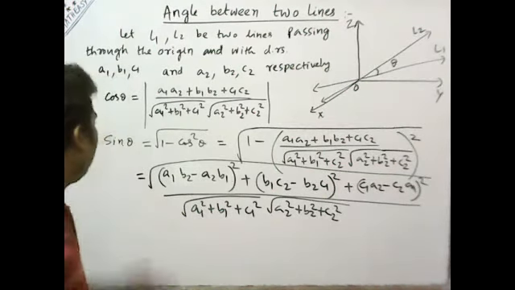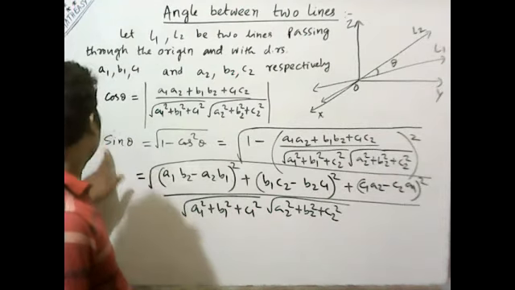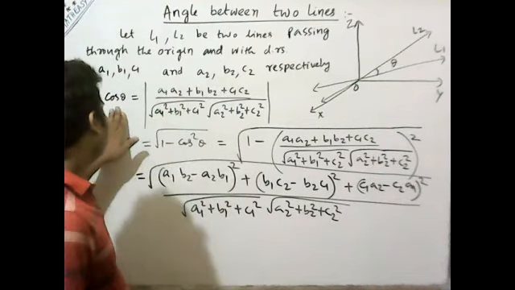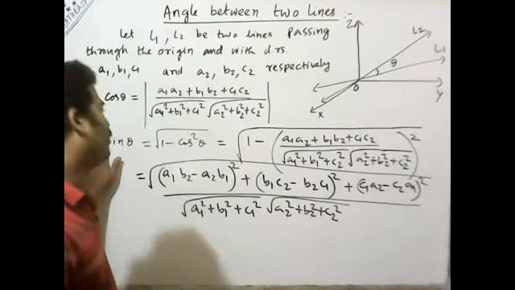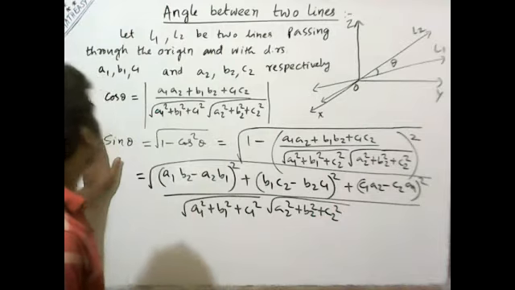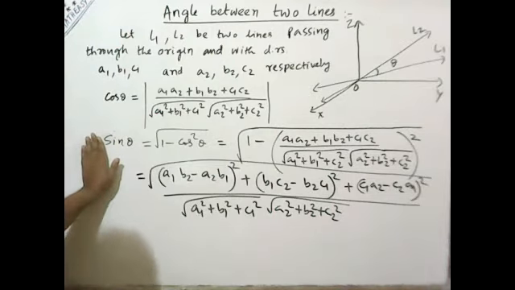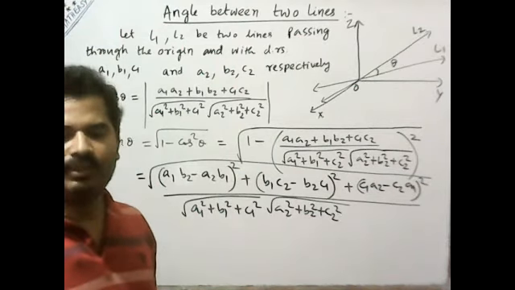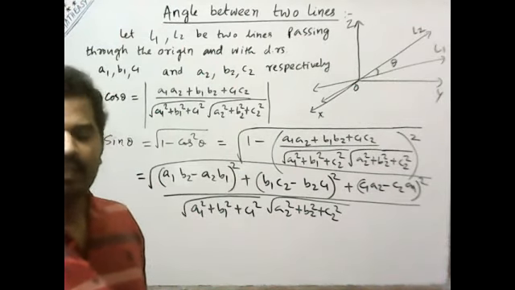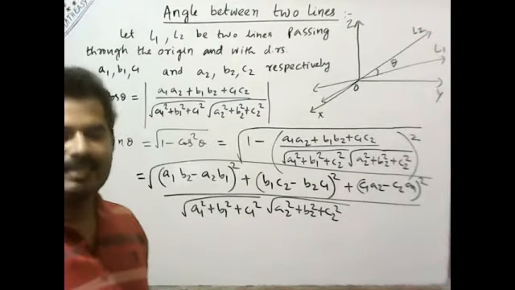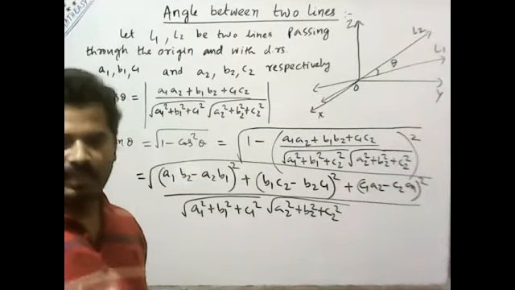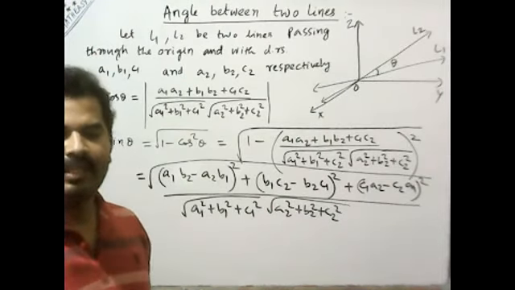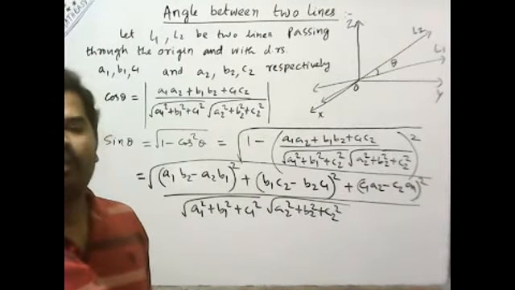If the direction ratios are given, then you can find the angle by this method. This is the formula to find the angle between two lines if direction ratios are given. This is when the lines are given in Cartesian form. Then what do we do if the lines are given in vector form?